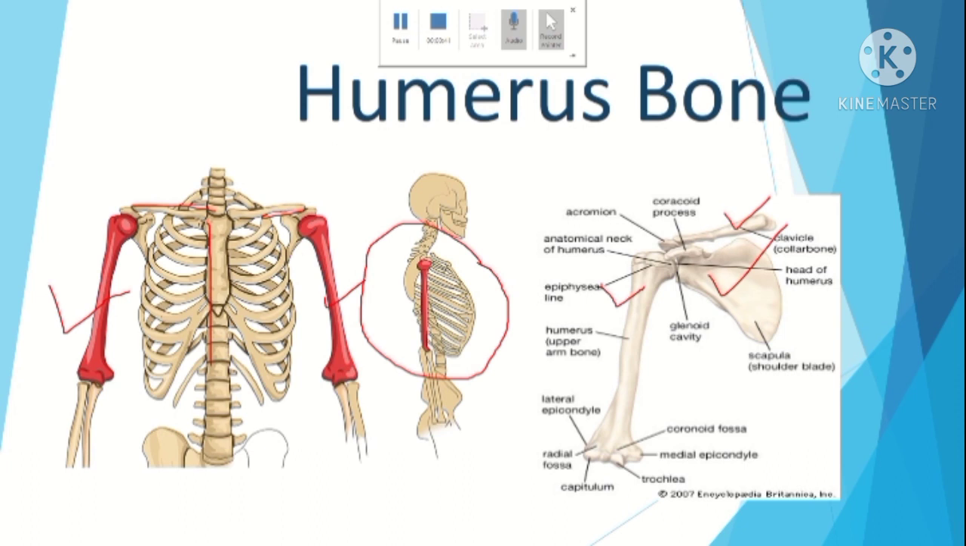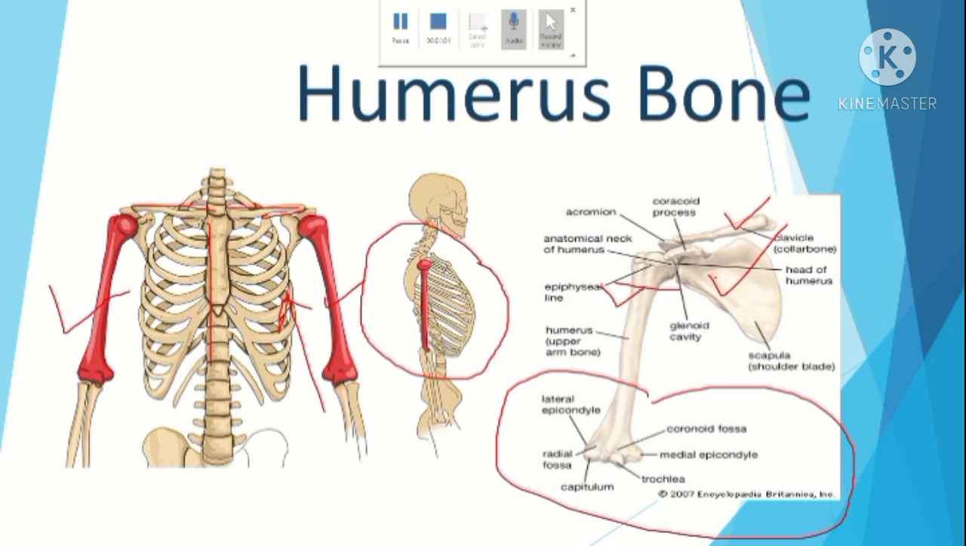This is the clavicle. Here you can see we are viewing from the inferior part. So acromion, this is the anatomical neck, epiphyseal line, humerus bone, lateral epicondyle. This is the distal part, which we will cover in the next video. But today we will be learning only the proximal part and the middle 1/3.